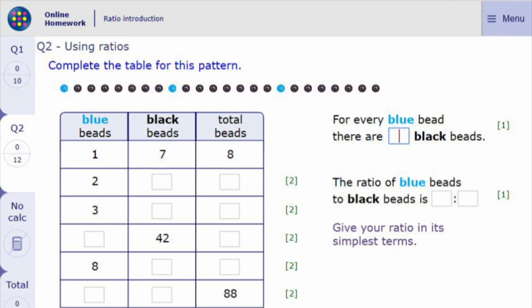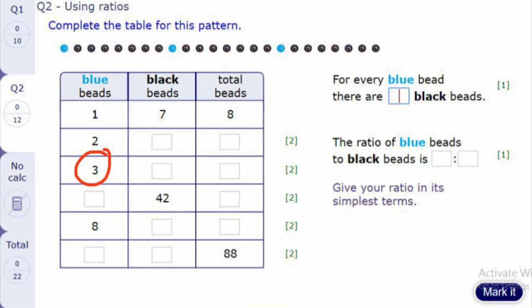Great, so let's look at an example. This is question 2 of the My Maths task you'll have to complete after this video. I'm going to take you through how to do this, looking at particular examples. We're going to be using the noughts and crosses style ratio method. First up, what happens if there are 3 blue beads? How many black beads are there? What are the total number of beads? Here's how you do it.